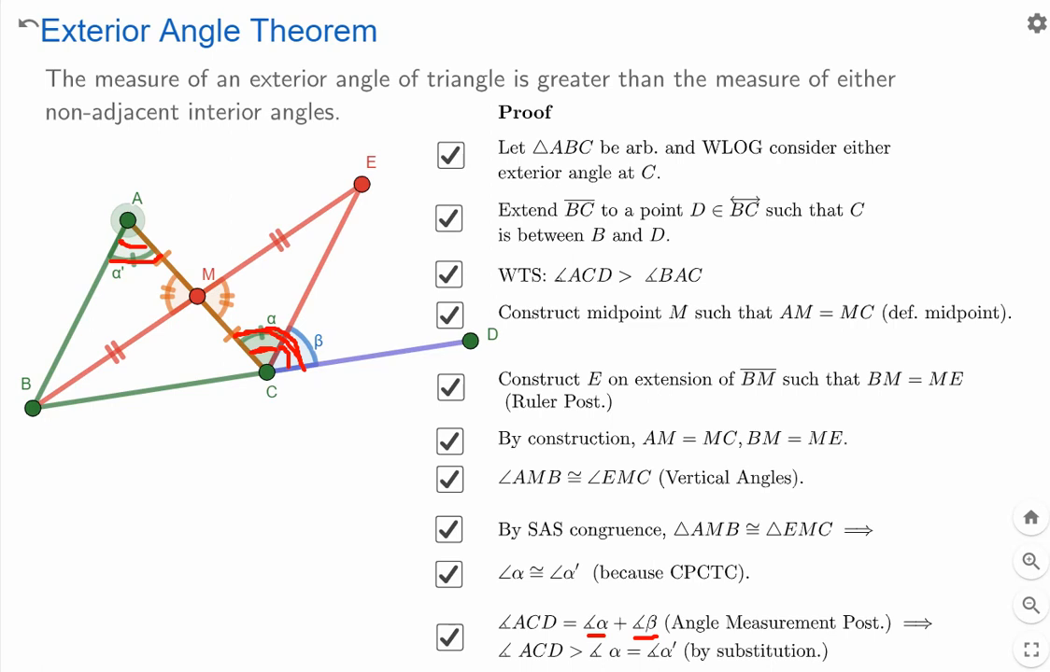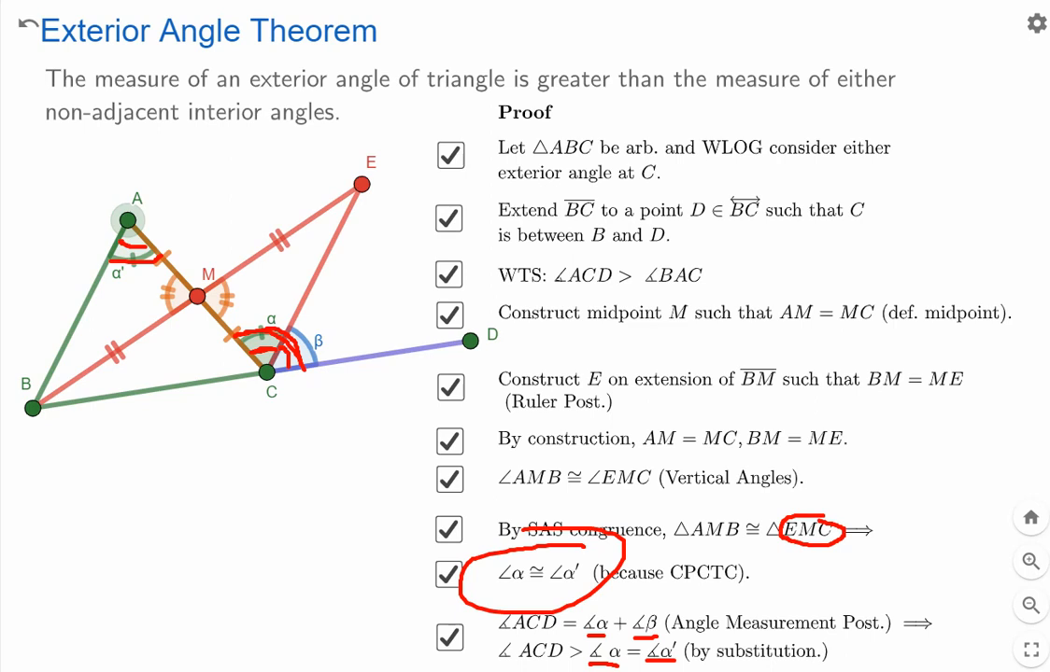And therefore, I can just use substitution. Since we know that angle alpha and angle alpha prime are congruent, their measures will be the same, so I can swap that in. And I know that the measure of angle ACD, which is the exterior angle, is larger than the measure of the angle at A, there, alpha prime. And again, except for a naming problem on my triangle congruence, that completes half the proof.